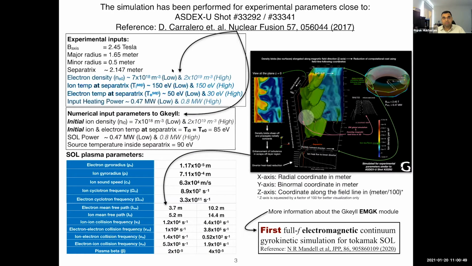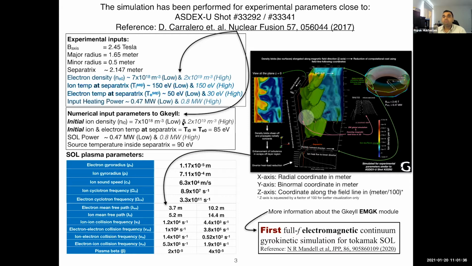For these simulations, we are mostly using parameters from Daniel Carralero's paper in Nuclear Fusion. The electron density for two different runs are these. These are the experimental inputs, and these are the inputs for specific runs. For our numerical inputs for Gkeyll, we are taking the same densities at the separatrix from these papers, but using them as the initial condition of our simulation. So we just start with these densities. These are the electron and ion temperatures, which are also initial conditions.